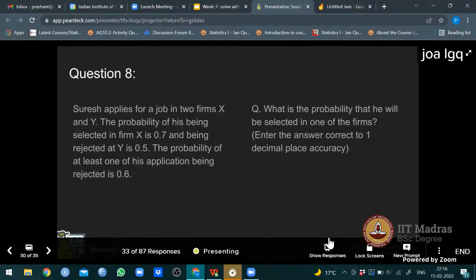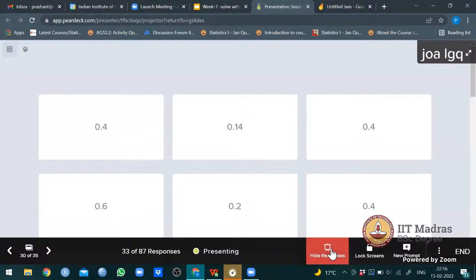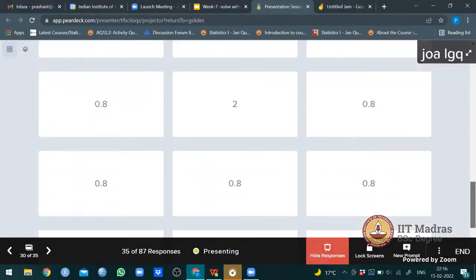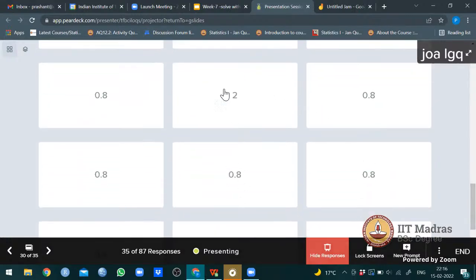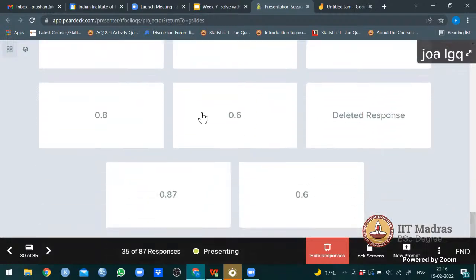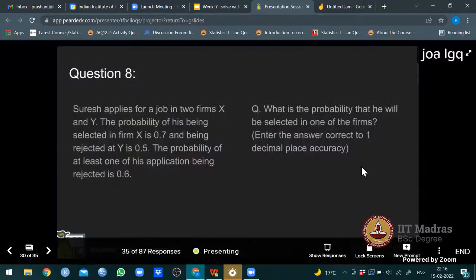Okay, let me see the responses. 0.4, 0.14, 0.4. Okay, so who is this? I don't know, but see, probability cannot be greater than 1. If your probability is coming out greater than 1, then you must check your solution.